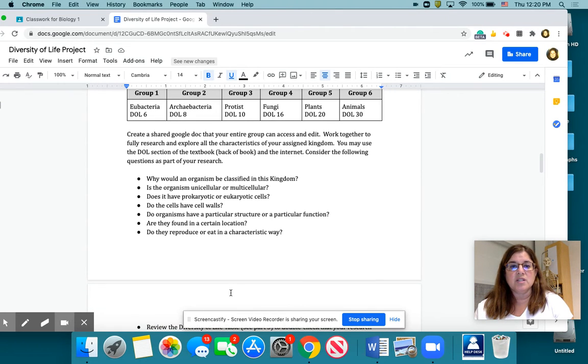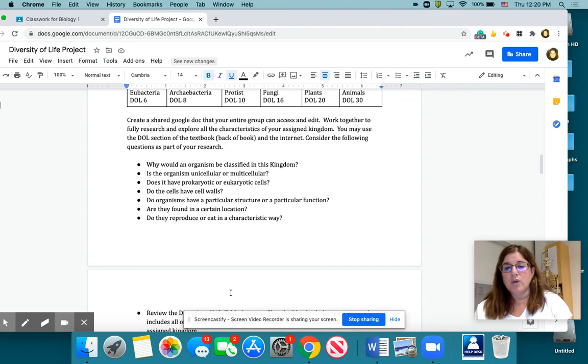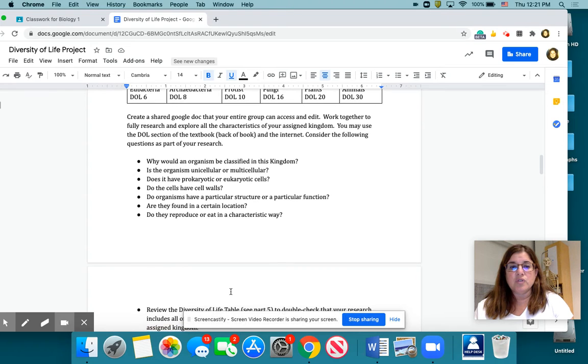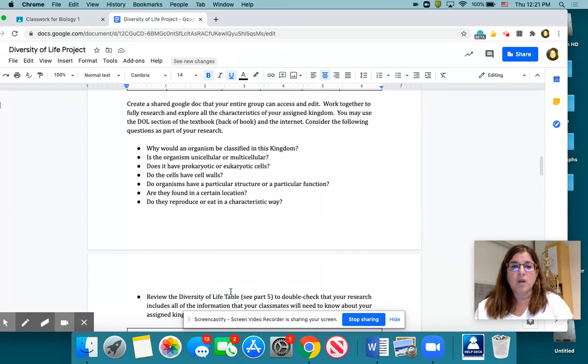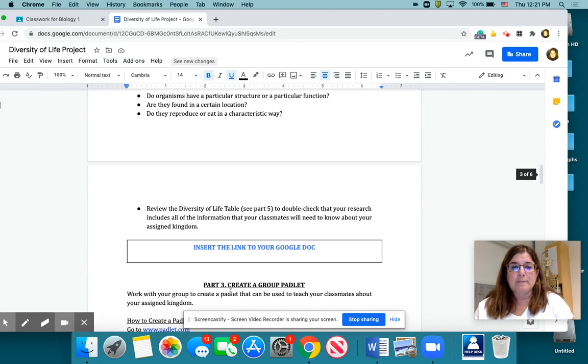So why would an organism be classified in this kingdom? Is it unicellular or multicellular, prokaryotic or eukaryotic? Does it have cell walls? Is it found in a certain location? Does it reproduce or eat in a certain way? So they're using the vocabulary that they learned in part 1 to create a Padlet.